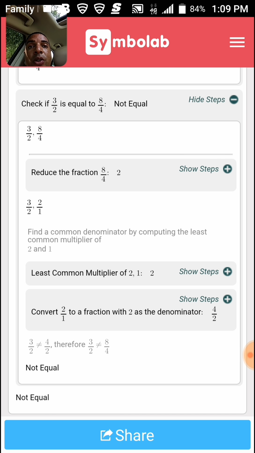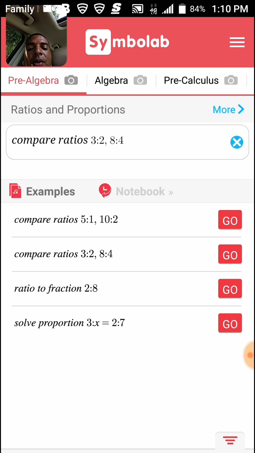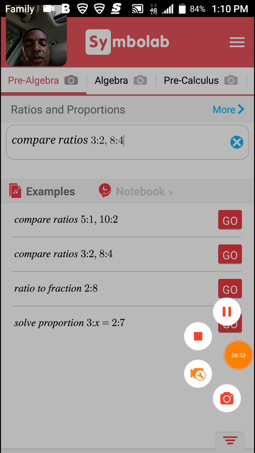Another way to figure this out, which we didn't go over, is converting the fractions to decimals. If you have a calculator, simply divide 3 by 2, and it will give you a decimal. Then take 8 divided by 4, and it will give you a decimal. 3 divided by 2 is 1 something. 8 divided by 4 will be 2. So those are not equal. Anytime you're working on these, you can round or approximate your answer to see if the answer you calculated is correct. You can always check your answer.